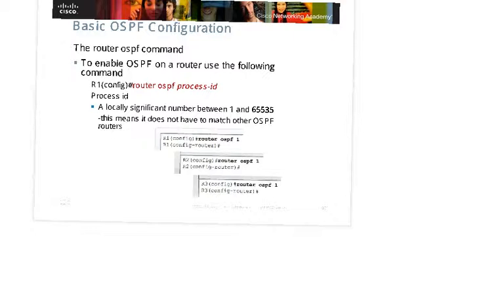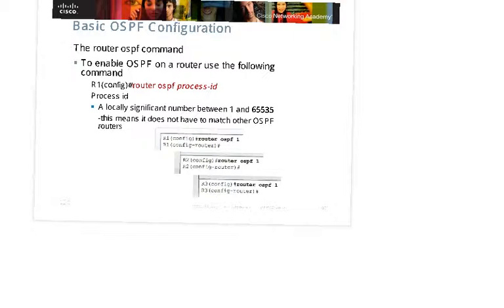This is unlike EIGRP. The reason for this is that the area ID is what we use to distinguish between the different OSPF areas. So we don't actually need different process IDs to indicate different logical processes for OSPF. So for OSPF, the area ID is the main parameter that we use to limit the neighbors in the area. So that's why it's mentioned here that this is locally significant. It's a locally significant number. It doesn't mean anything globally.